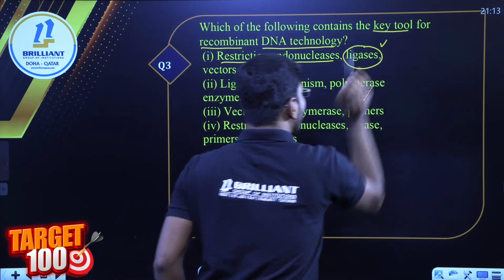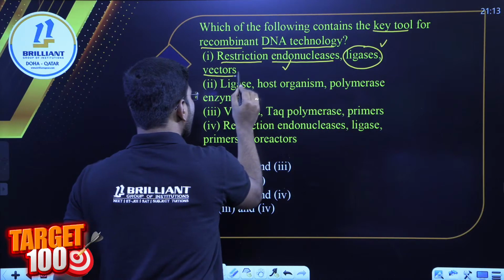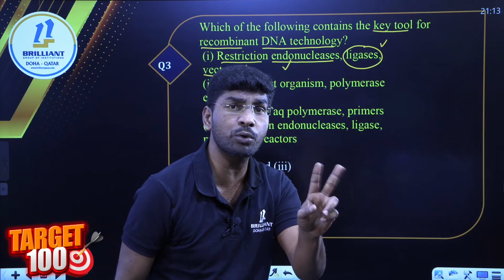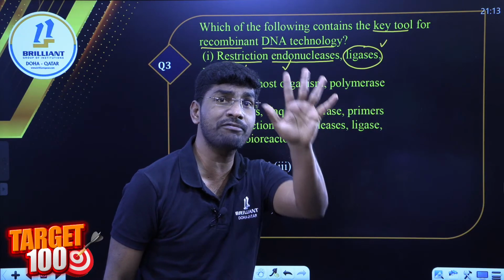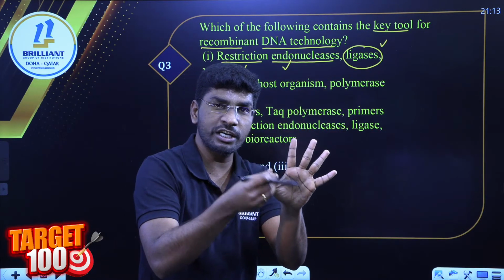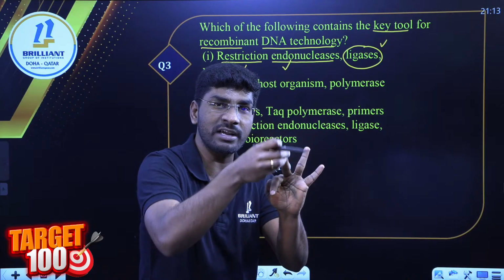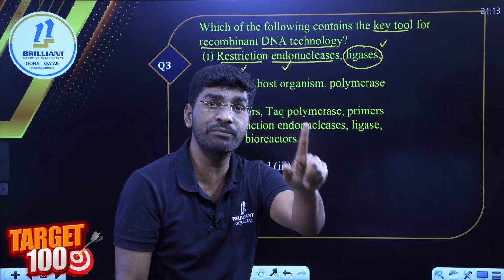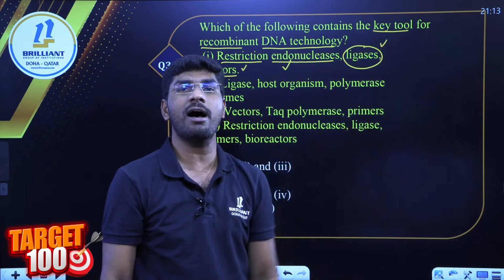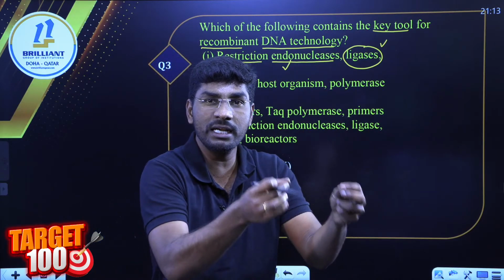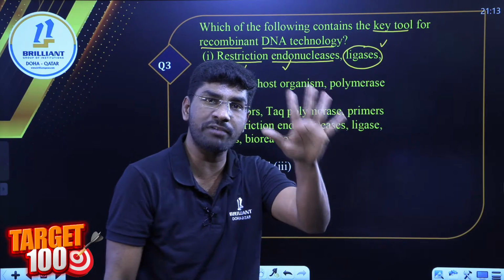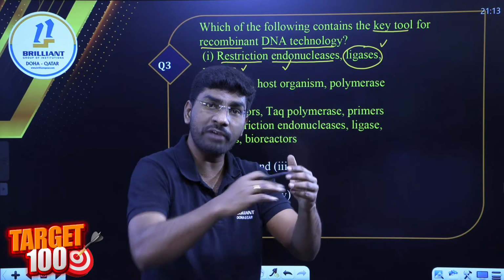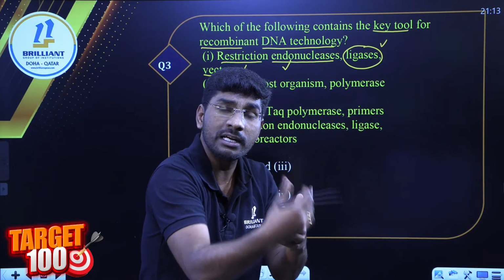Ligase enzyme is also an important tool. Vector also. Actually, there are 5 key tools. Remember, it can be asked as a 2 mark question. The five are restriction endonuclease enzyme, ligase enzyme, vector, host, and polymerase enzymes. Without any one of these 5, you cannot construct the rDNA. For the construction of recombinant DNA, the first 4 are important. After that, you have to transform the rDNA to where?